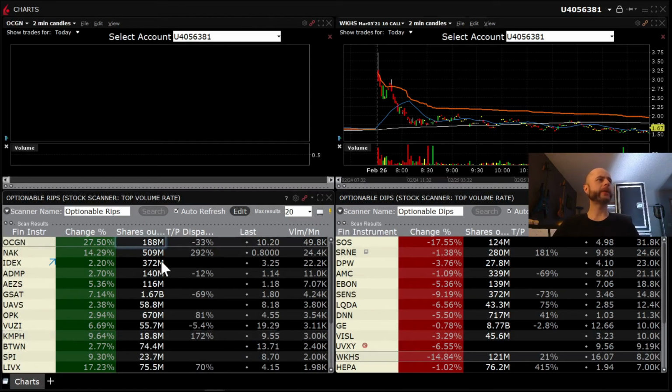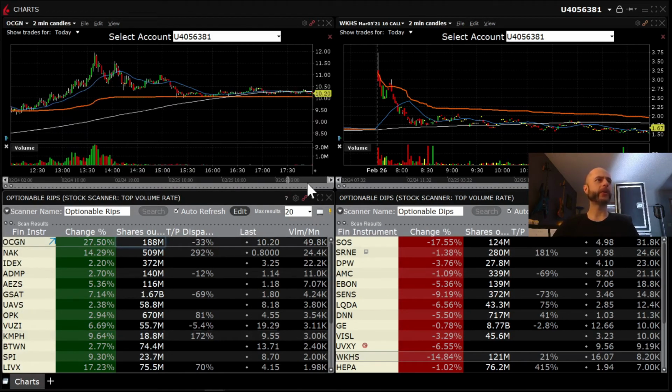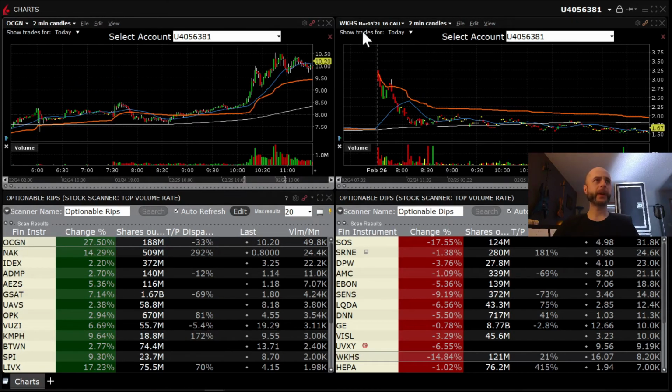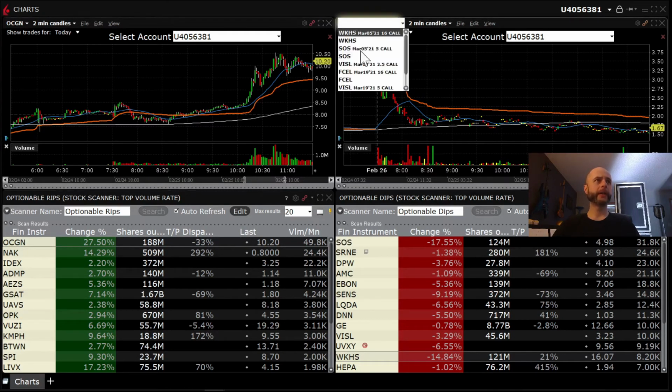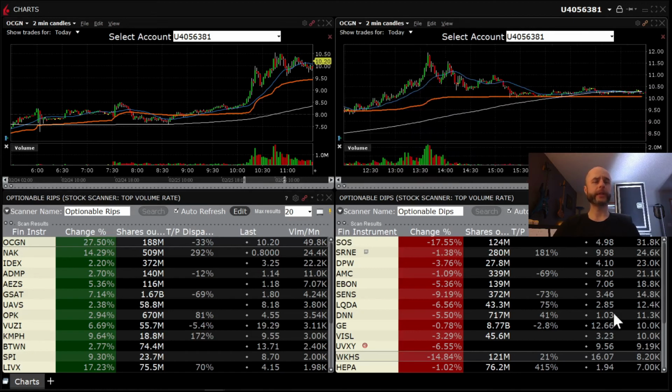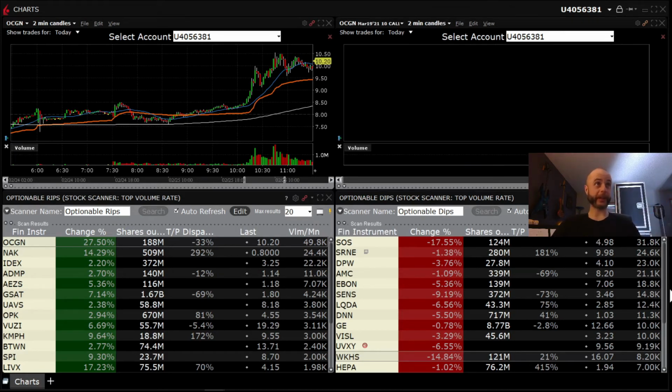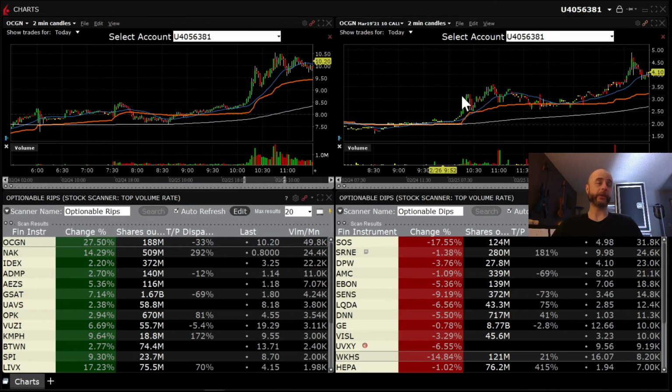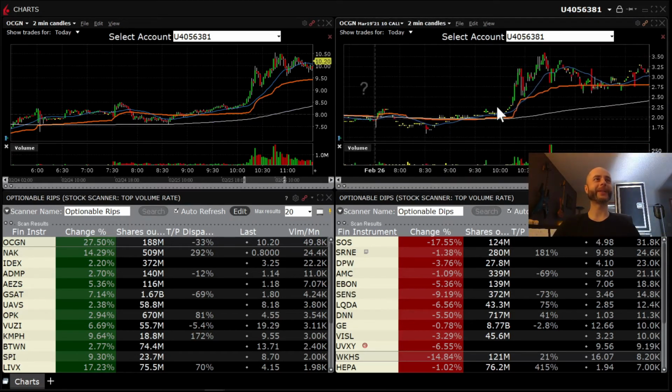Ocugen. Let's just take a quick look at the Ocugen chart. I didn't look at this one at all. And let's bring up an Ocugen call option here. Let's see what they've got. Let's try the 10. That's probably what I would have been watching. I don't even know what this is going to look like. I'm just going to click it and we'll see. Oh yeah. Oh my God, that's beautiful. How on earth did I miss this?